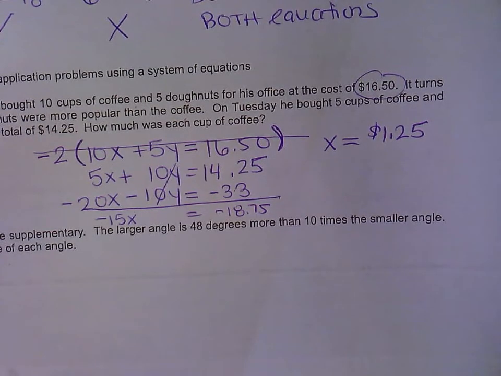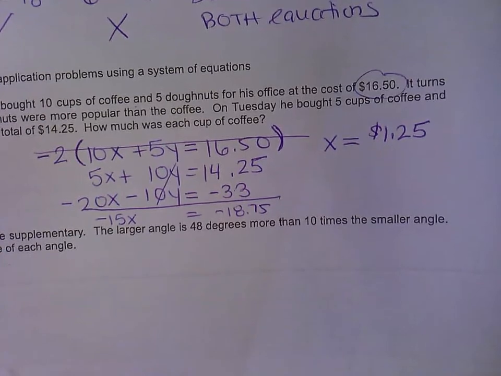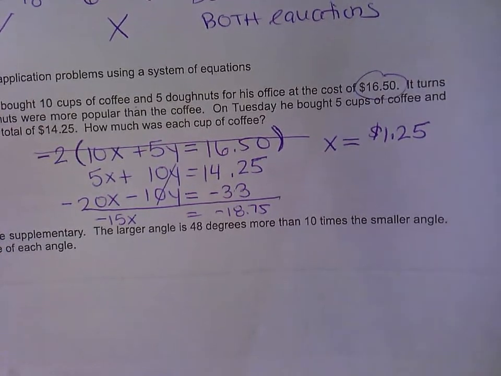It didn't come out to an integer this time, but you know, at a lot of restaurants, things aren't exactly $1. They're probably more like $3.99 these days, but $1.25 for coffee. Some of you solved for donut first. That's fine, whatever you got for donut.